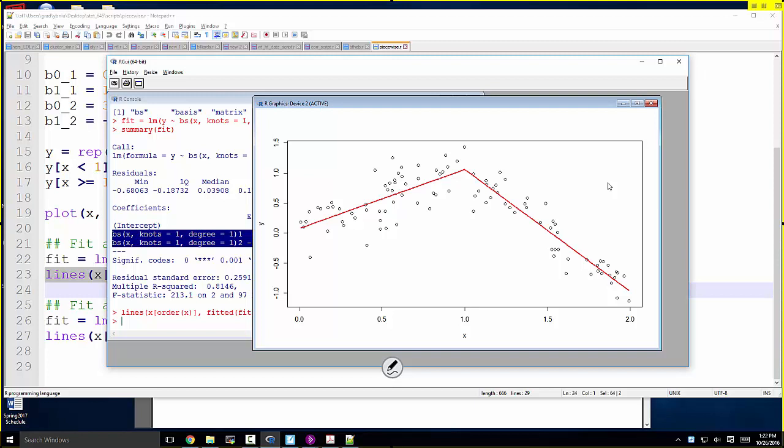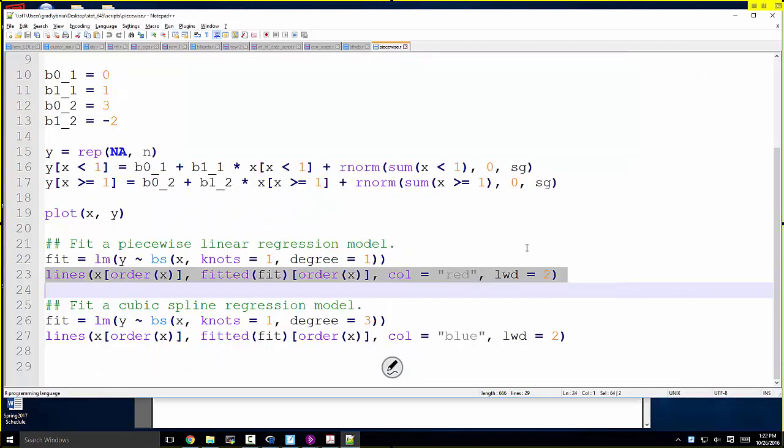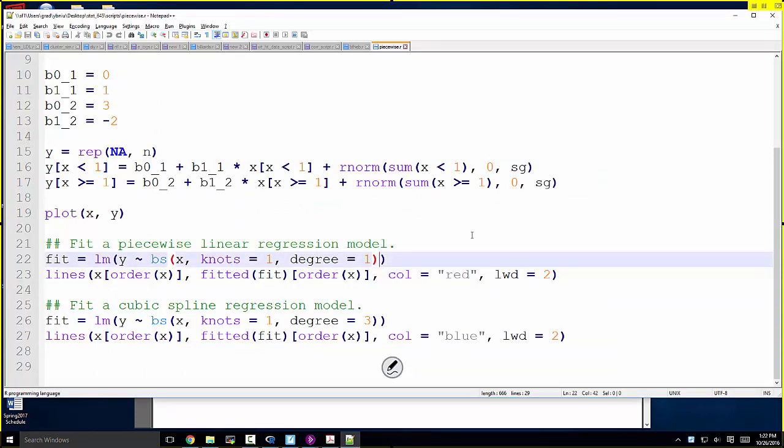We could similarly allow for a treatment variable. So suppose we had a treatment variable and we wanted to allow for a piecewise linear function for the control group and a separate piecewise linear function for the treatment group. We can do that as well. And then we could test, using an F-test or a likelihood ratio test, whether there's a difference in the time courses.